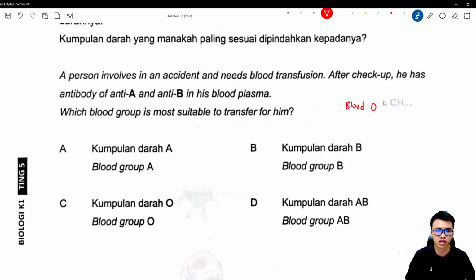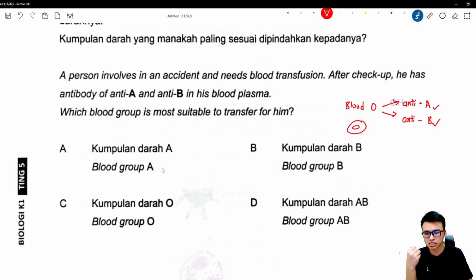Blood group O, because they have nothing on the red blood cell. There's no antigen on the red blood cell. So they will produce two types of antibodies to protect themselves, which is antibody A and antibody B. So any blood groups that consist of antigen A and antigen B will not be able to donate to the blood group O.